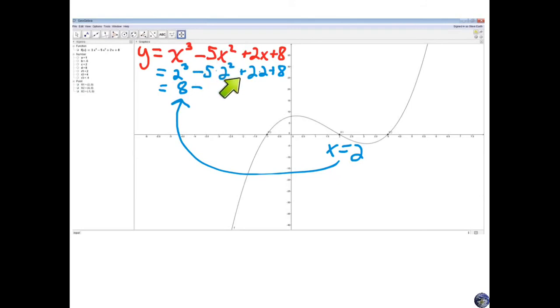Here, this one might take a little bit of thinking about, right? Because some people might say, oh, 5 times 2 is 10, and then squared it's 100. But we have to remember order of operations. 2 squared comes first because it's an exponent, right?